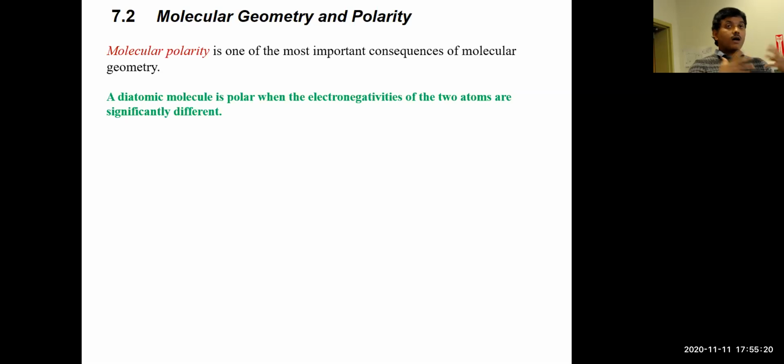So what if you have polar bonds in a molecule that has different types of geometry? Would it affect the overall polarity of the molecule or not, is what we are going to learn in this chapter.